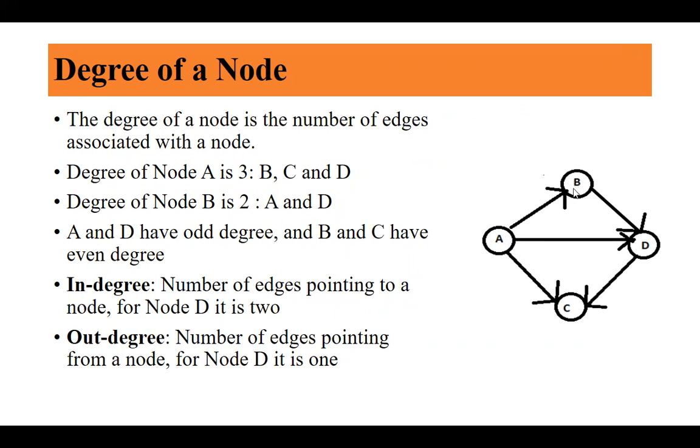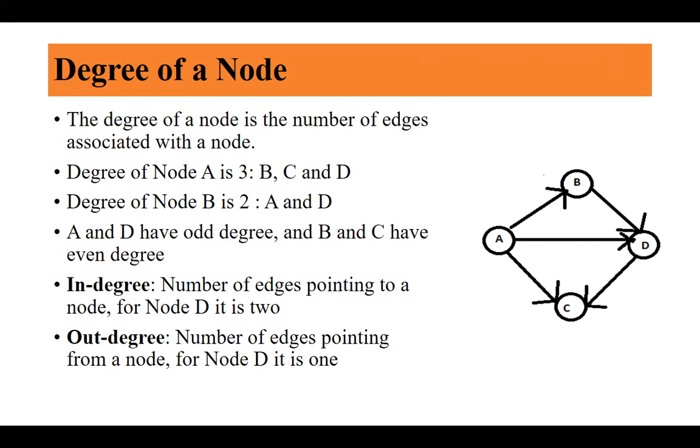Now, if you look at B, how many edges are associated with it? You have an edge coming from A, and you have an edge going to D. So the degree of B is 2. Similarly, degree of D is 3. Why? Edge is coming from B, edge is coming from A, and edge is going from D to C. So there are 3 edges associated with D. So degree of D is 3, right?